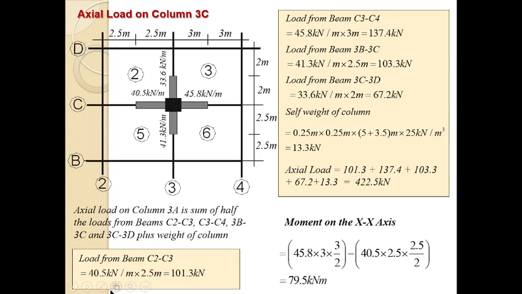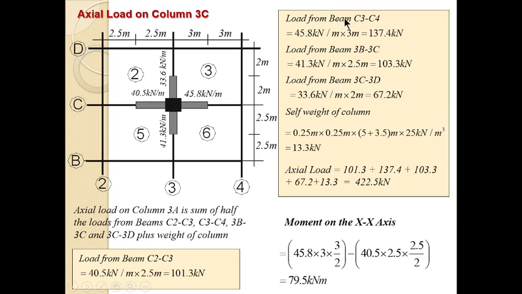The load from that beam is 45.5 kilonewton per meter multiplied by 2.5, because half of this beam, C23, the load is 40.5. You multiply it by the distance. 2.5 is actually half of the whole beam, which is 5, but half is 2.5. That's why we have this. So by the time you multiply the UDL by that distance, it gives you an axial load of 101.3 kilonewton.